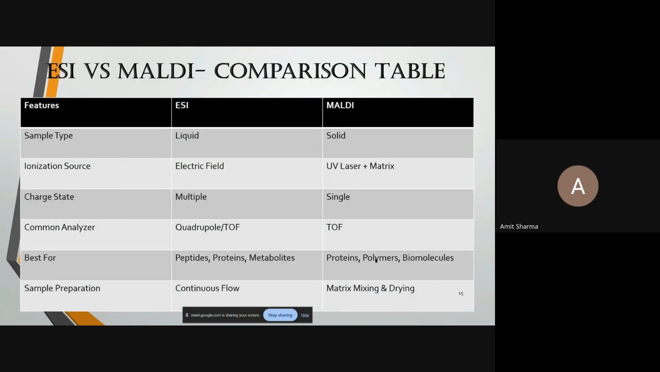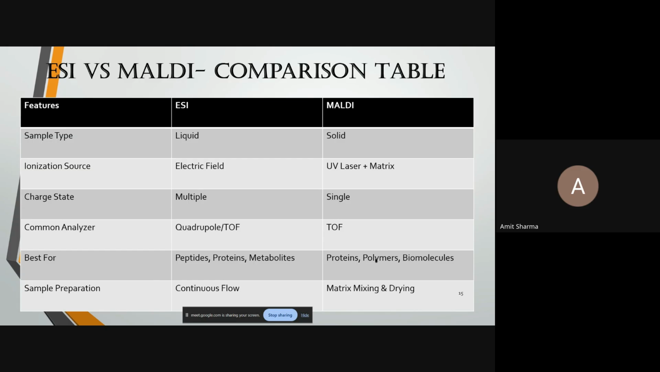And here we have a comparison table which compares the features of ESI and MALDI. For sample type, we use liquid samples in ESI, and solid samples can also be used in MALDI. For the ionization source, we use mainly an electric field in ESI, and a UV laser plus matrix is used in MALDI. And the charge states in ESI are multiple. There are multiple charged ions formed in ESI, whereas for MALDI, only single charge ions are formed.